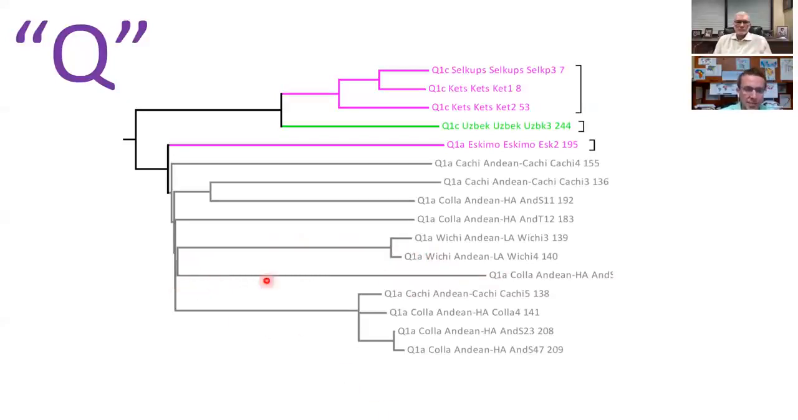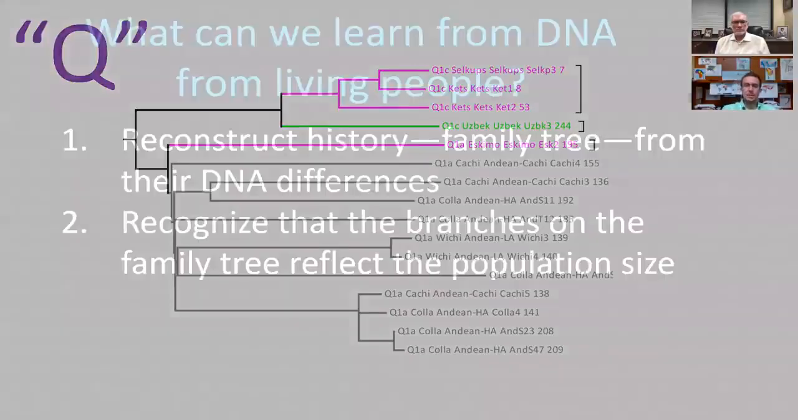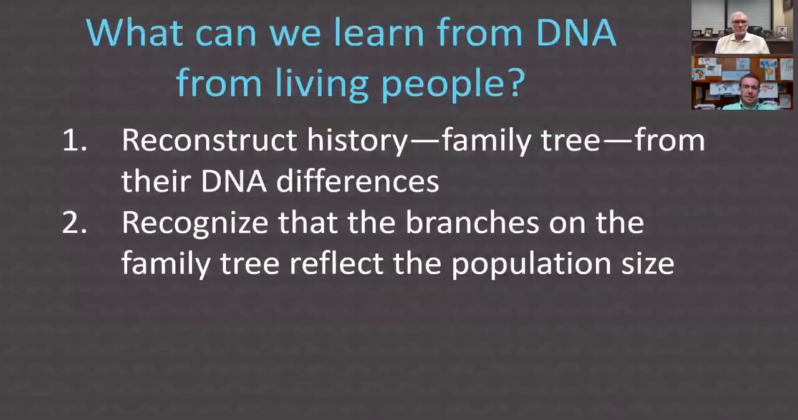And so the length of these branches represent family tree. They're essentially time scales. So as you move from right to left, you go backwards in time. And if you go from this direction, you're moving forwards in time. It's a family tree. So that's step 1. The second step in inferring something from these living people is to recognize that the branches of a family tree reflect population size. It's self-evident if you think about it.